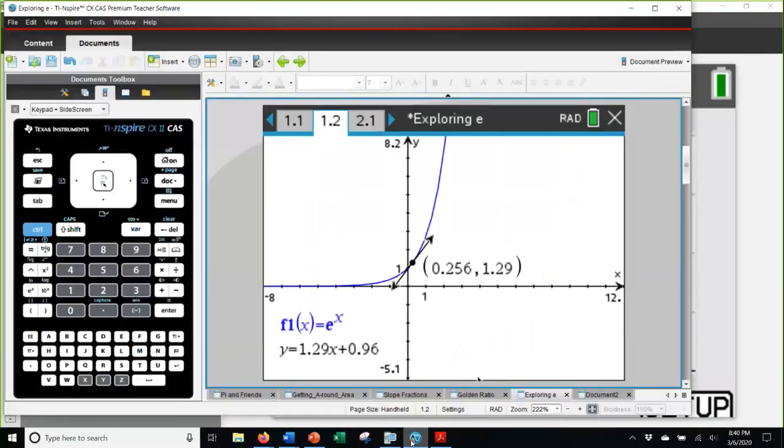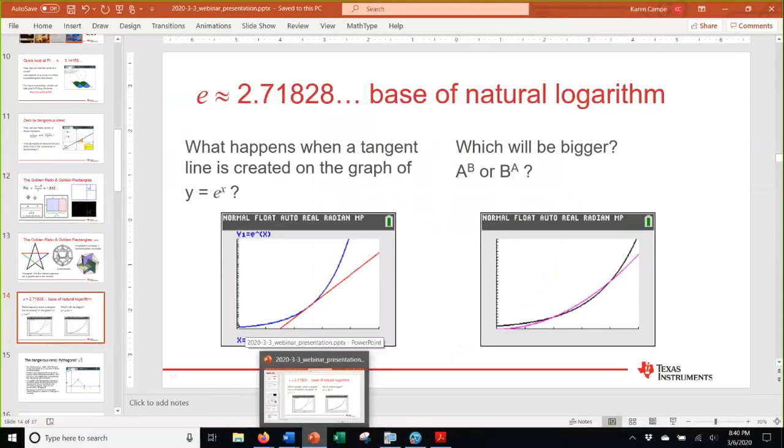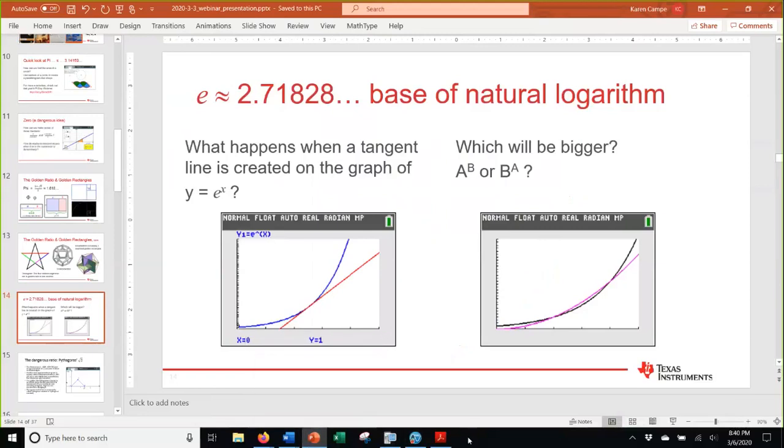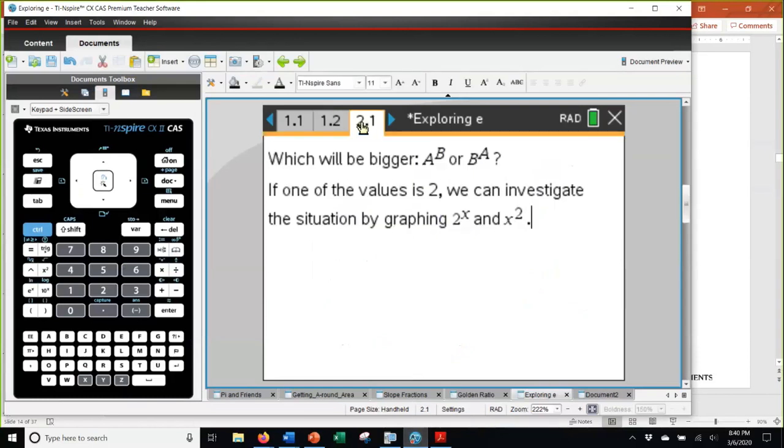Back to TI-Nspire. Let's now talk about the comparison between e to the x and x to the e. So I got this idea from math friends on the internet, who were trying to come up with a good way to make e seem very interesting to students.